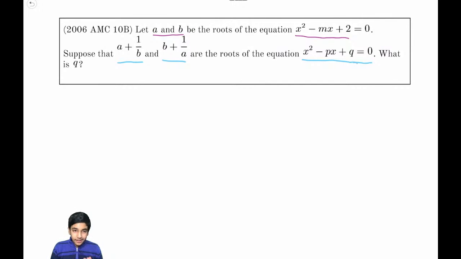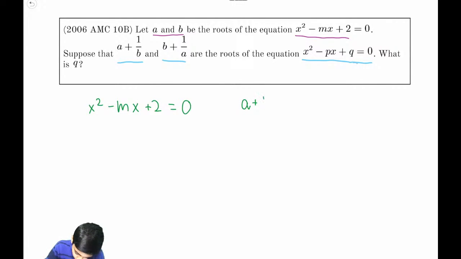So what do we do here? So our first thing is just use Vieta's formula, right? So what does Vieta's formula tell us? So let's look at the first quadratic, x² minus mx plus 2 equals 0. In this first quadratic, we know that the sum of the roots, so a+b, will be equal to the negative of negative m over 1. Right? Negative of negative m over the coefficient of x², which is just 1.